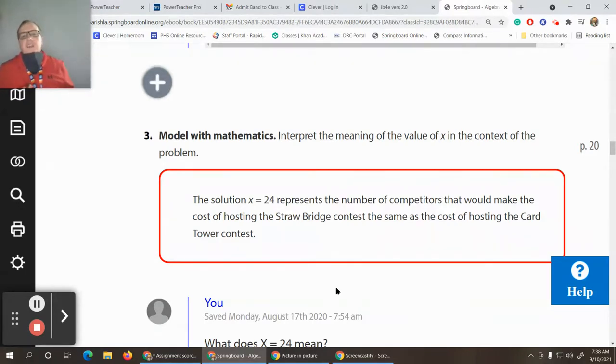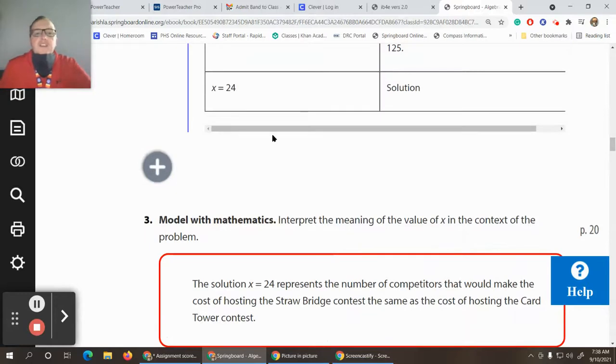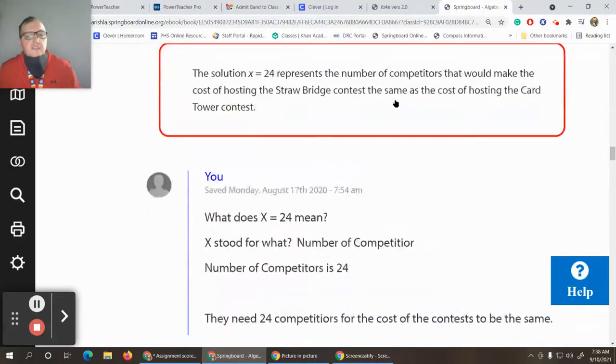Interpret the meaning of the value of x in context of the problem. All right, so we see that x is the solution, right? So that's what we'll write. The solution equals x. What does x equals 24 mean? If the solution is 24, what does that mean? In order for us to understand what that means, we have to understand what x stood for.